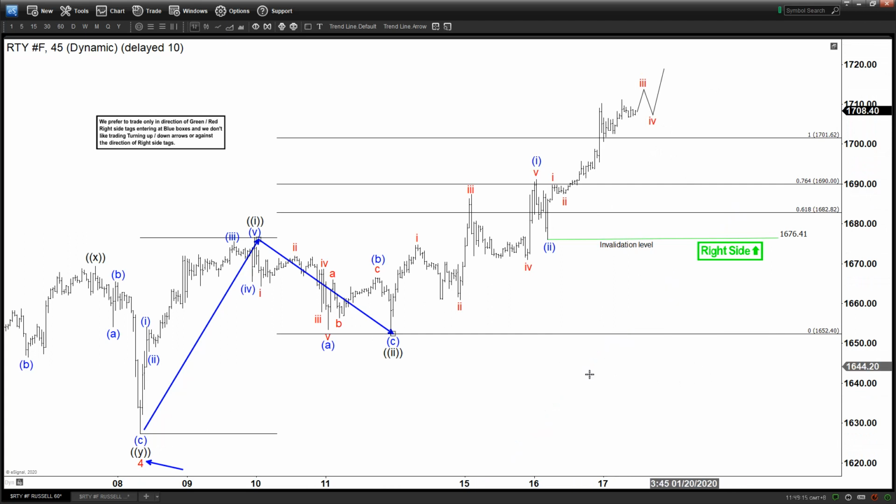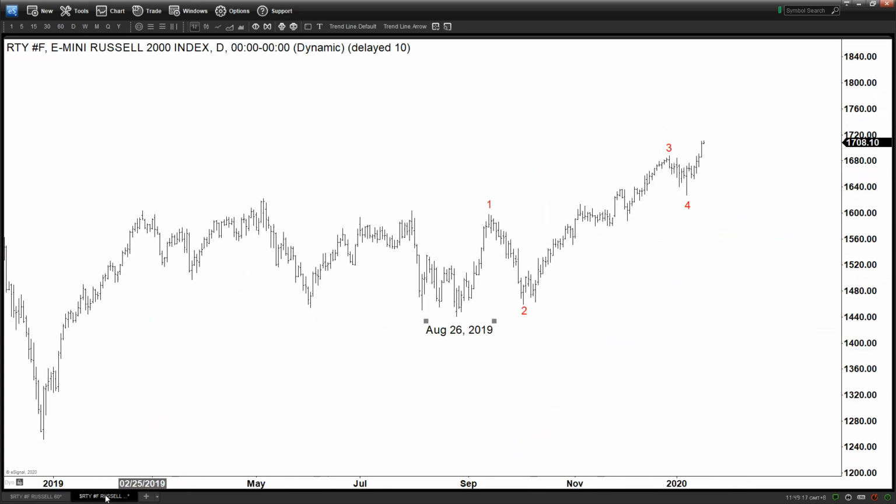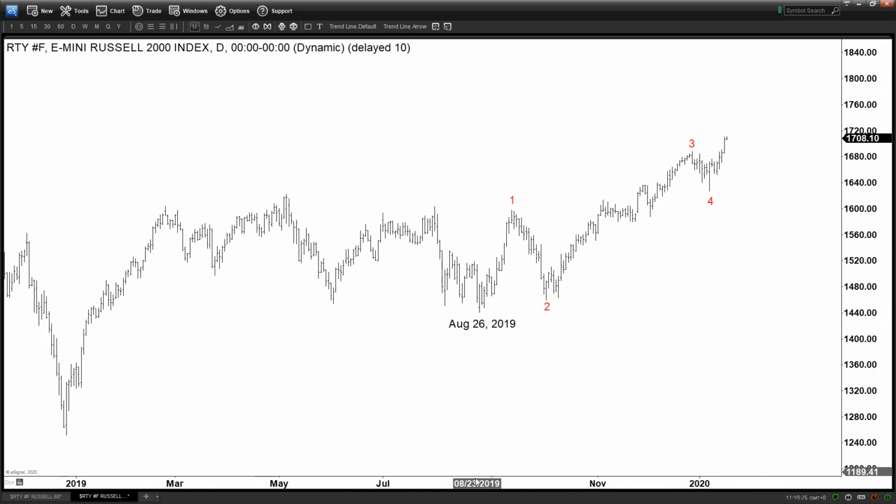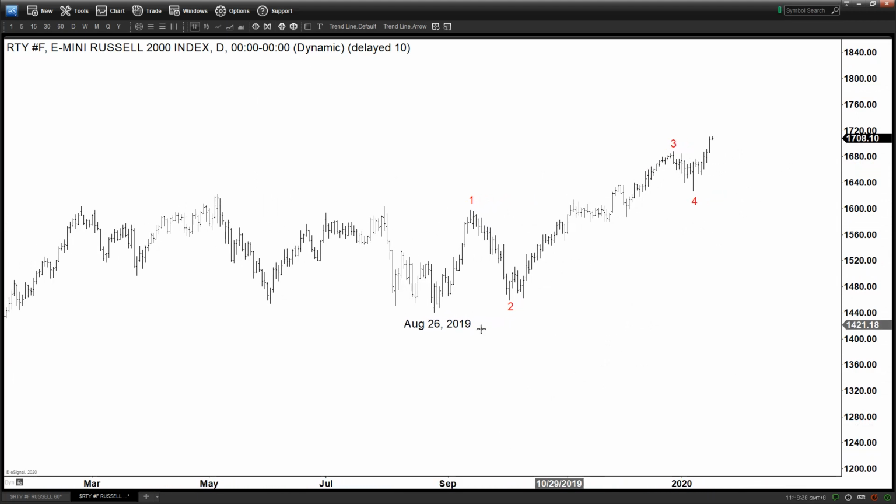Now looking at the larger degree, here is the daily. Now this is not a full count, only a partial count here, partial label. As always, you can always try our service to get more ideas about different time frames and what we expect.